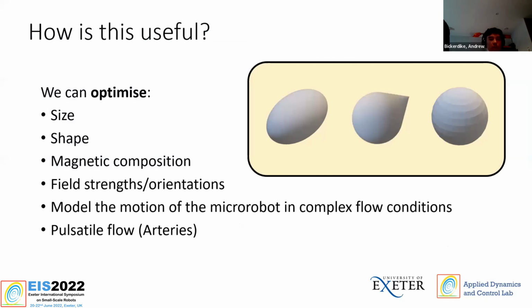So how's that useful to us? Well, as engineers, we can use these CFD results to optimize the size, the shape, the magnetic composition of our microrobots, in addition to both the field strengths and field orientations of the external magnetic fields that we want to apply to these microrobots too. All in all, really, to model the motion of our microrobots in complex flow conditions. And an example of that would be in the arteries with pulsatile flow.